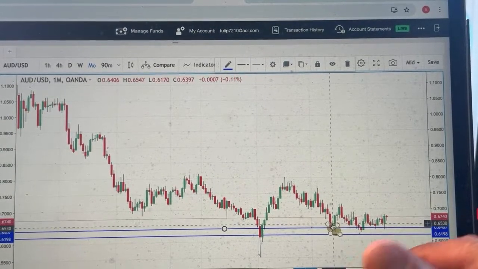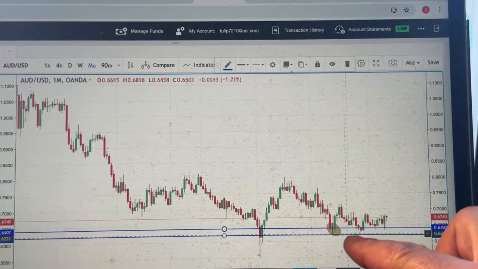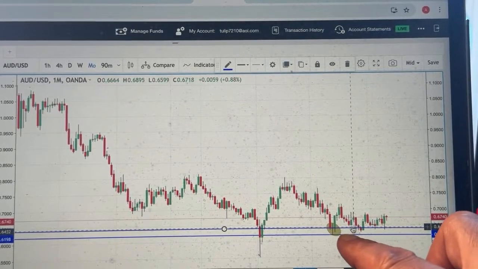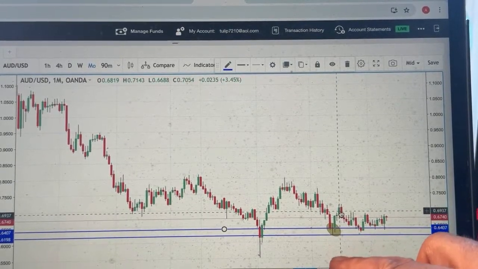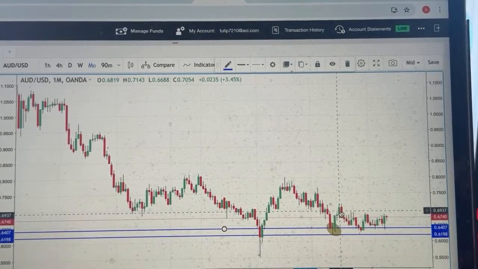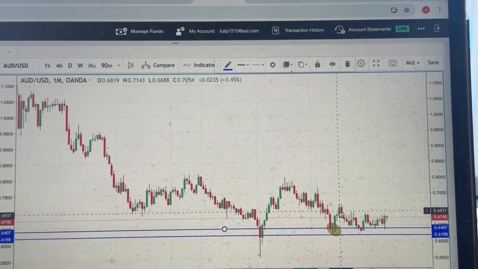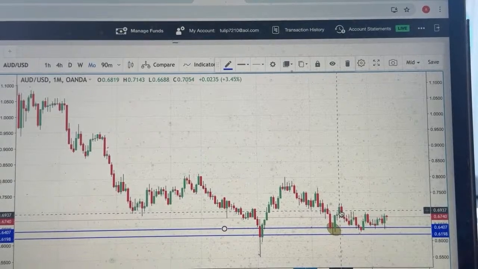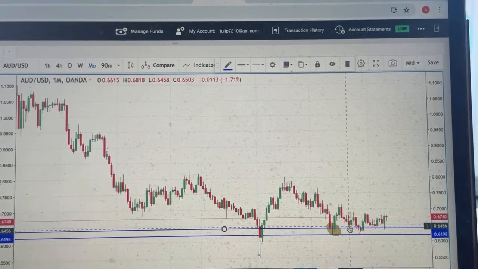So this level's already been touched. But it's just showing you that banks and institutions control the market by leaving large amounts of unfilled orders at certain pricing points, okay? That's what they do. They don't cancel.